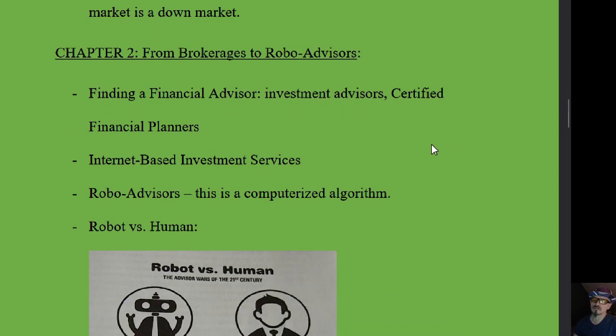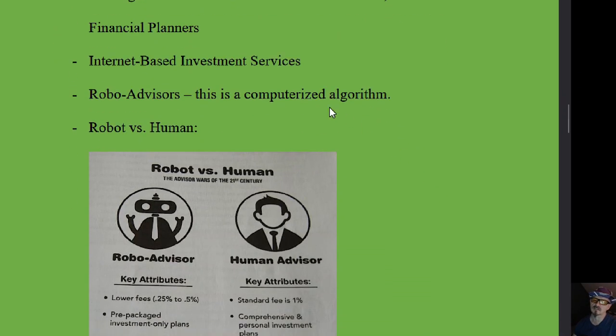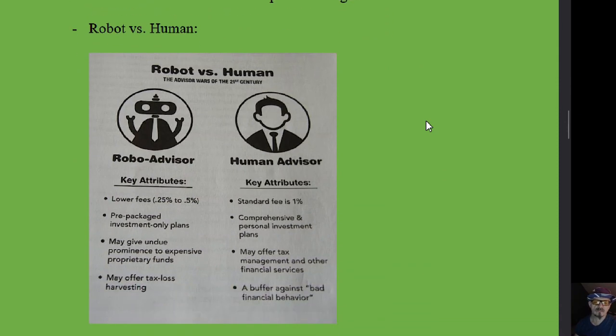In chapter 2, from brokerages to robo-advisors. This chapter will teach you about finding a financial advisor, investment advisors, certified financial planners, internet-based services, robo-advisors. This is a computerized algorithm. And this is a photo of a robot versus human advisor.